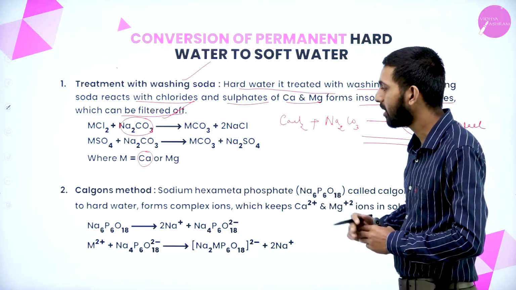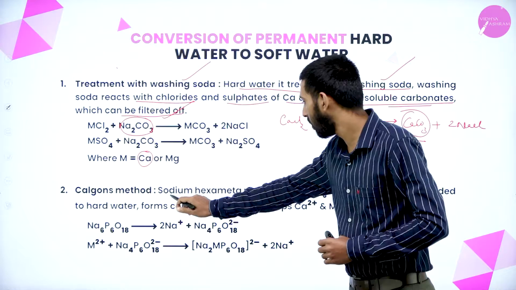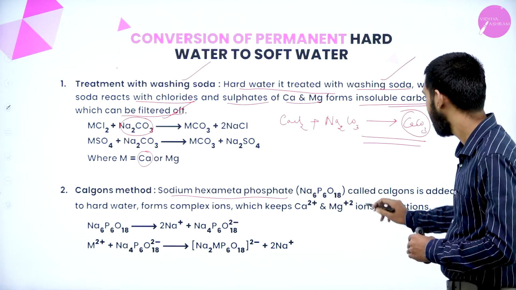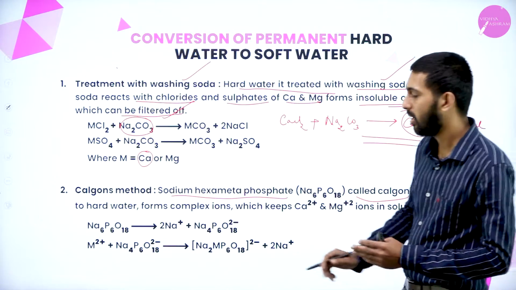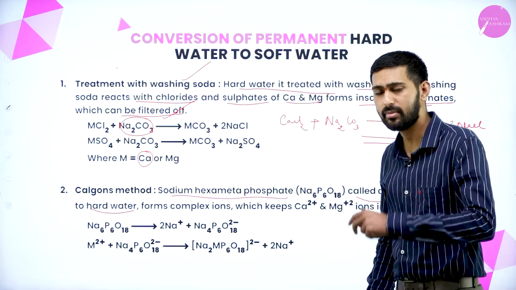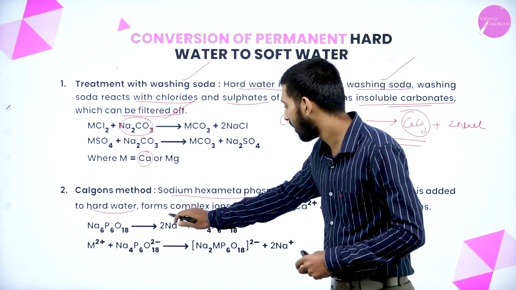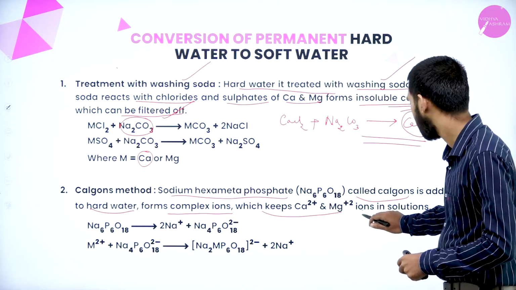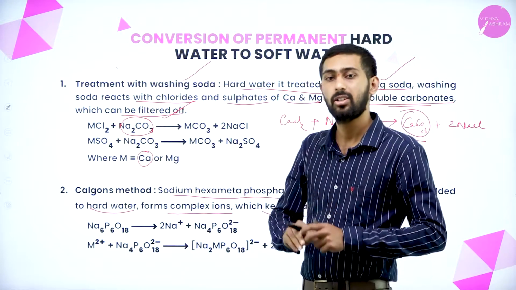Next thing is Calgon's method. Here the second thing is sodium hexametaphosphate, which is called Calgon. Now let us add it to hard water. We can add this chemical to the hard water. We get a complex ion which keeps calcium and magnesium ions in the solution.